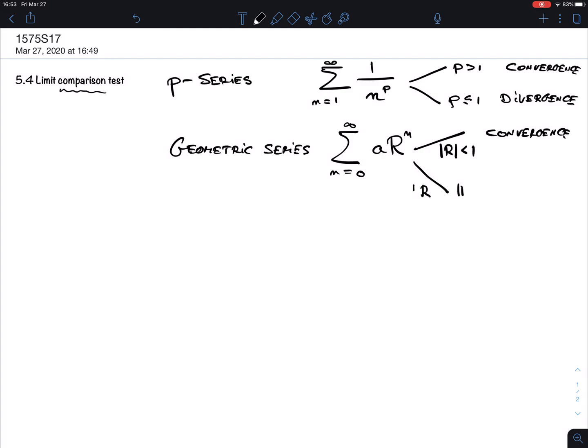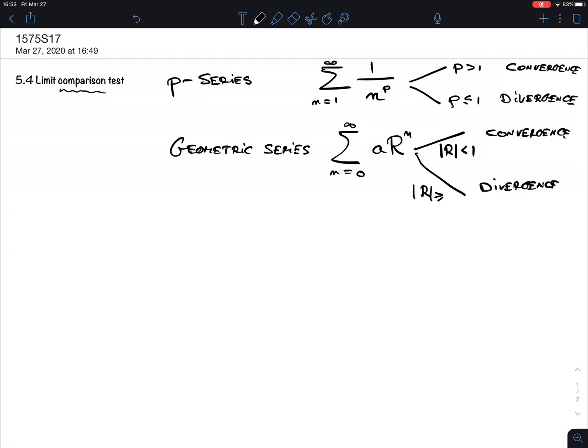So I should write it here. Okay, and then we have here divergence. So these are extremely easy tests. Once we know r in the geometric series or p in the p series, we know exactly what's going on. All right. So just two examples of these things here.